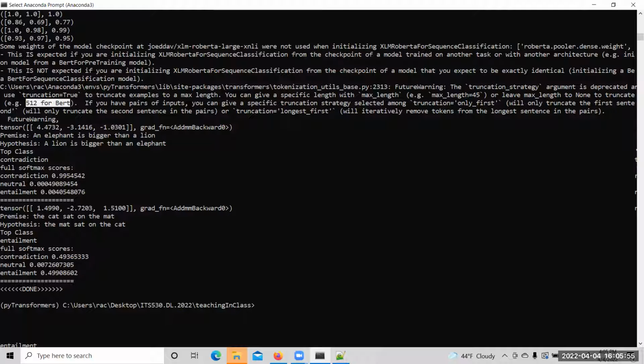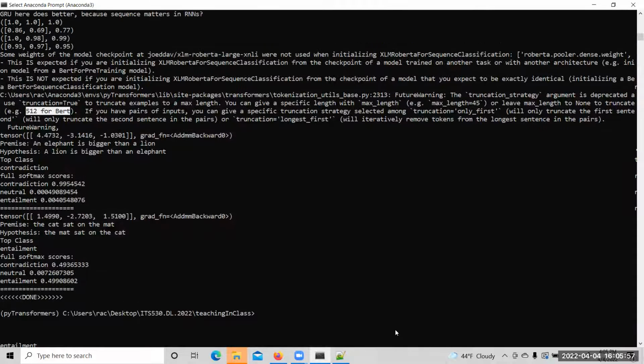And then the other one, I think there's some text missing. We'll truncate the second or longest first, etc. All right, so this gives us the 3 values of the logits. So basically this was the class, right? That was selective, 0.